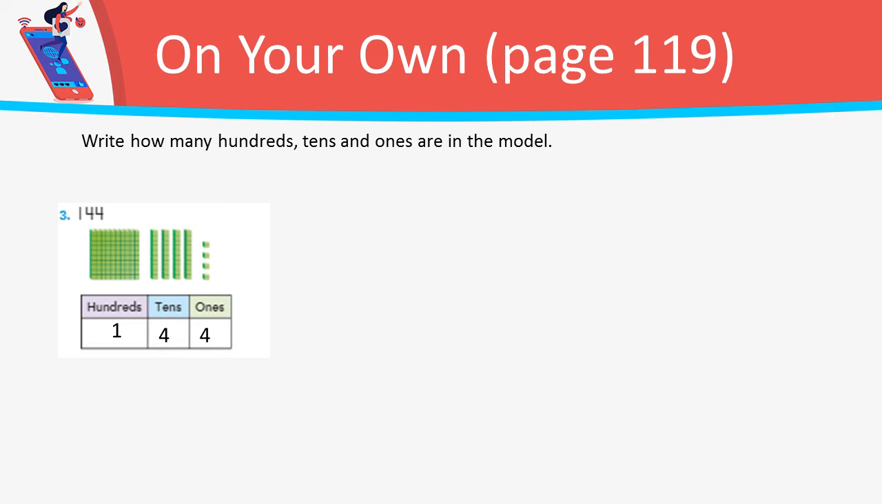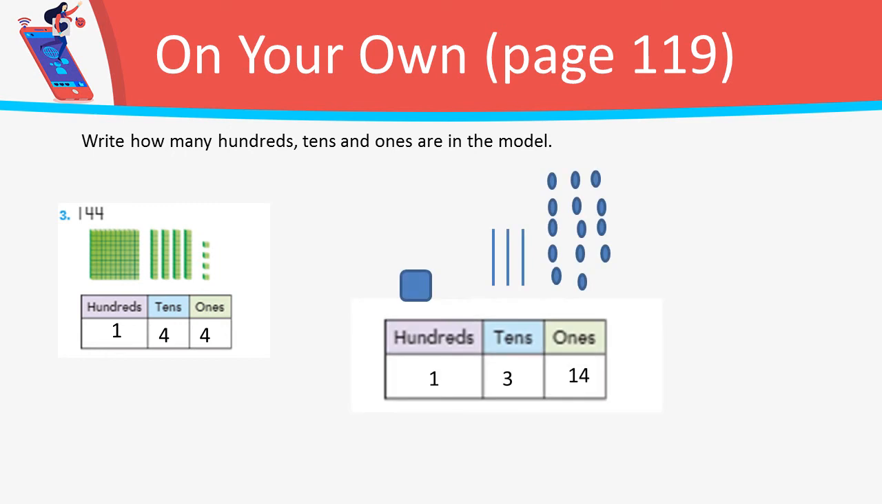Clearly, as you can see here, we have 100, 4 tens and 4 ones. If you've tried this on your own already, you will see that instead of putting 4 tens, I have put 3 tens and 14 ones. I'll repeat. Instead of putting 4 tens, I have put 3 tens and 14 ones. Wasn't that simple, children? Very good.